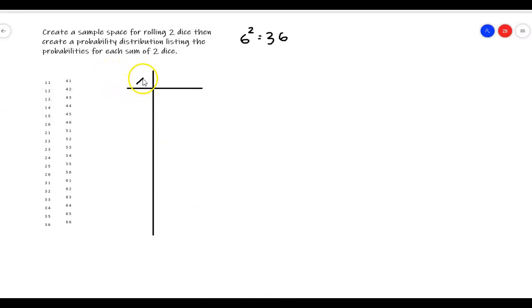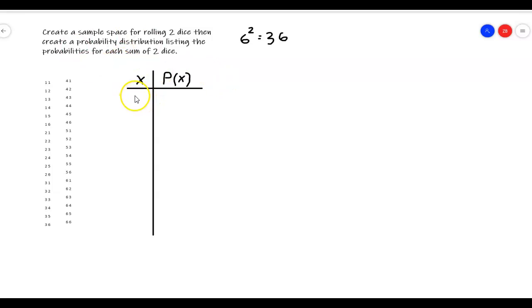So this is our discrete random variable over here, and this over here is going to be the probability of that event occurring. So when we talk about the possible sums, that's where we add the two dice together. What are the possible sums that we can get on two dice?